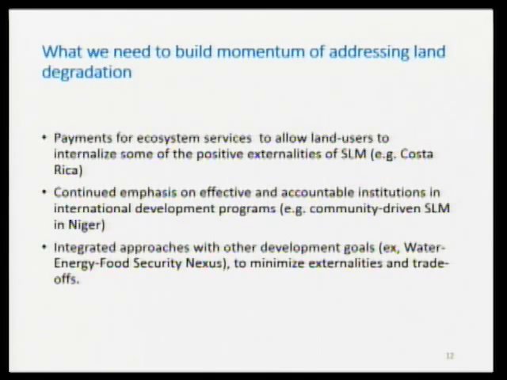But of course, land alone cannot be looked at separately. Households do not make their decisions on land only thinking about land. They also make their decisions in an integrated manner. So we also need to analyze land degradation and how to address it, taking into account water, energy, and food security in so-called nexus platforms, so that we can minimize externalities and trade-offs between them.